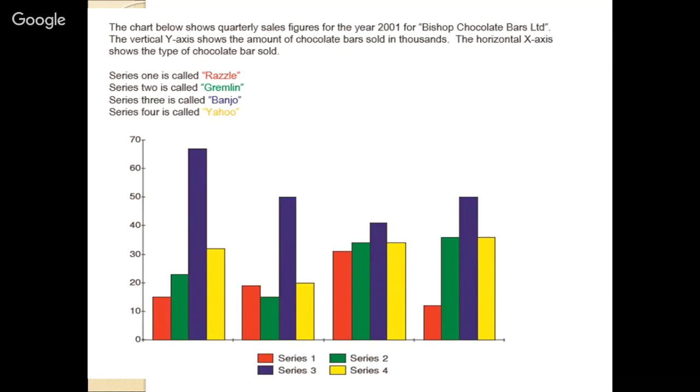So we have different colors representing different things. We have red being Razzle bars. We have green being Germline. We have purple being Banjo and yellow being Yahoo, right? Now you look at this and somebody, fabulous, excellent, you have seen it before. So you look at this and somebody's like, wow, this looks very confusing.